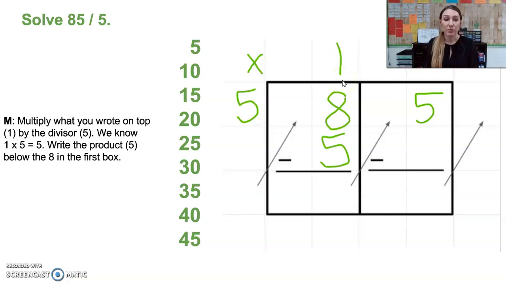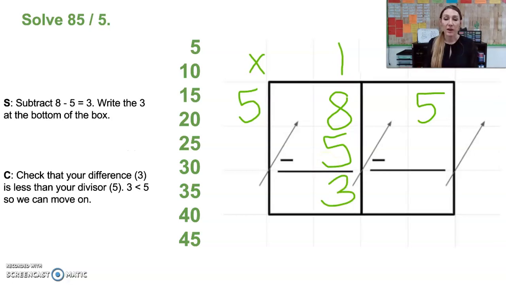My next step is to multiply. I'm going to multiply what I wrote on top, this 1, by my divisor, which is 5. So we know 1 times 5 is 5, and I'm going to write that product right underneath the 8 in my first box. My next step is to subtract. So I'm going to subtract 8 minus 5, that's going to equal 3, and I'm going to write the 3 at the bottom of the box.